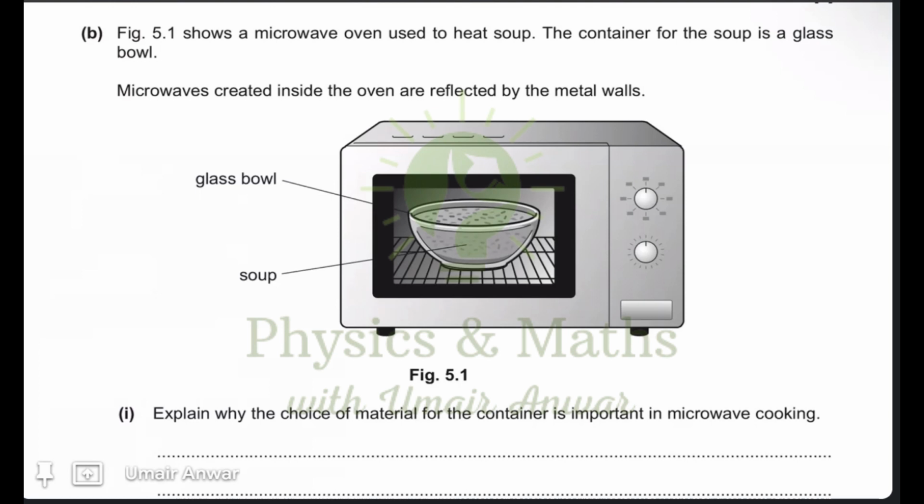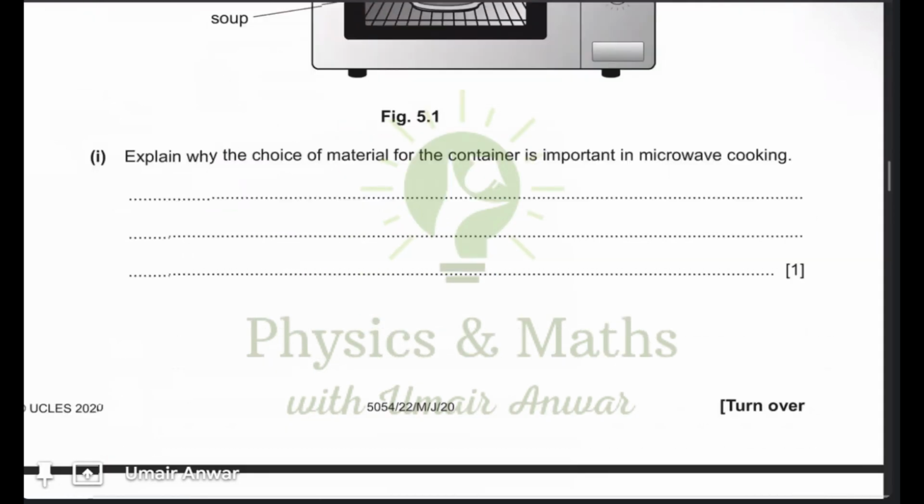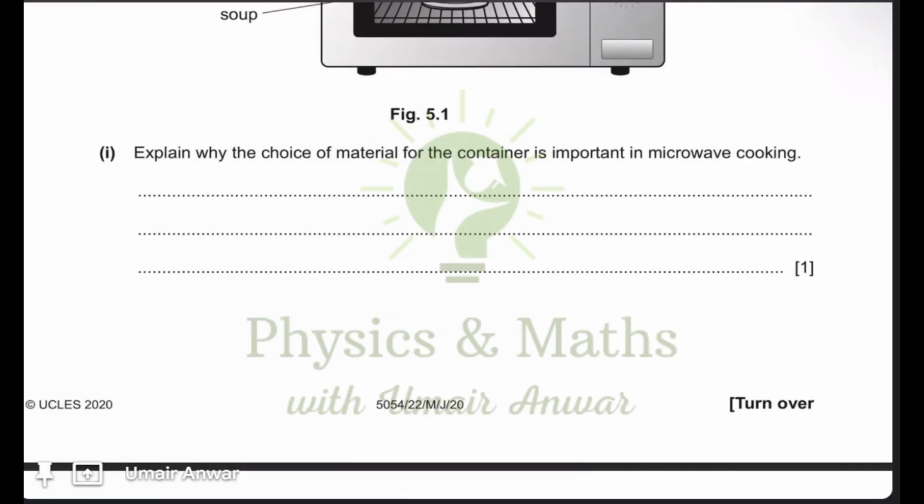So this oven has metal walls, and whenever the microwaves are created, they are reflected back so that they are concentrated towards this pot or the bowl, and the soup is heated up. Explain why the choice of material for the container is important in microwave cooking.